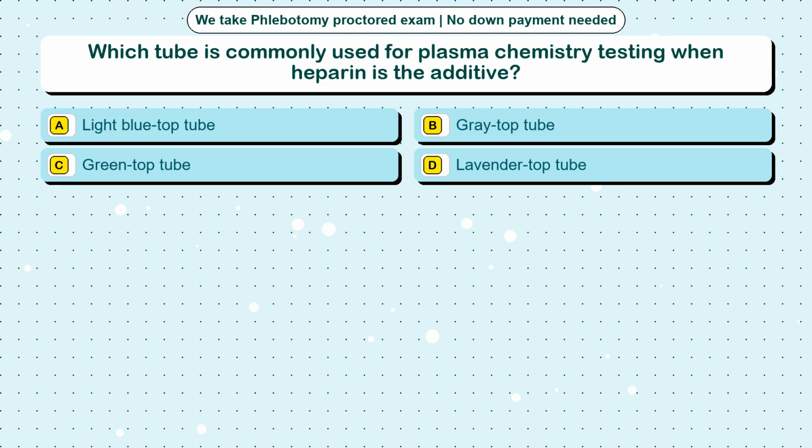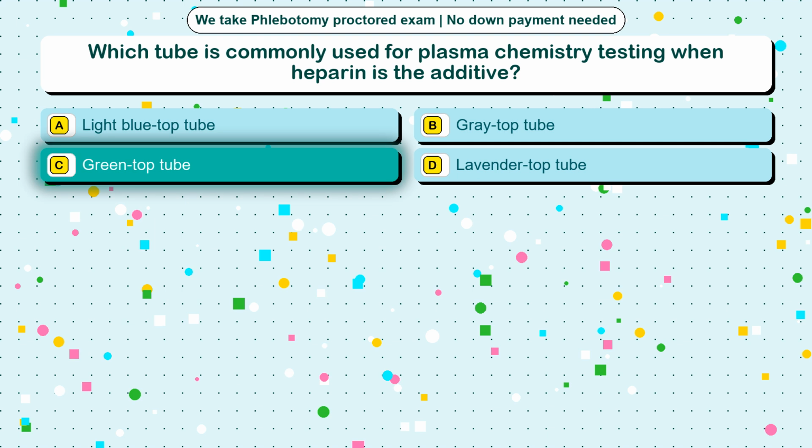Question 89. Which tube is commonly used for plasma chemistry testing when heparin is the additive? Option A. Light blue top tube. Option B. Gray top tube. Option C. Green top tube. Option D. Lavender top tube. The correct answer is option C.